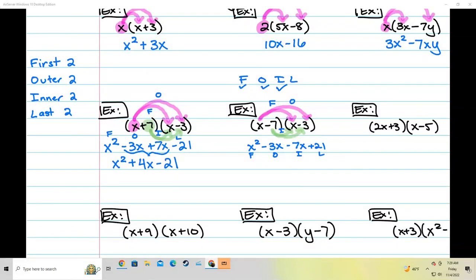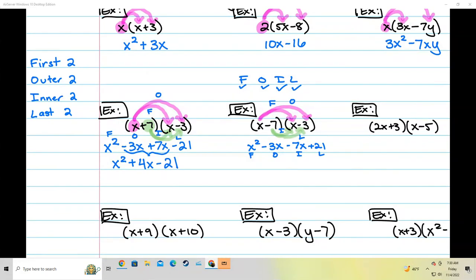That's my last two. So again, I don't know whether you like the FOIL method or not. I do know that the FOIL method is going to come into play later. So it's good that you know what it is. But if you like it, great. If you don't like it, great. As long as you know how to do it one way, it doesn't really matter to me which way you do it. Okay.